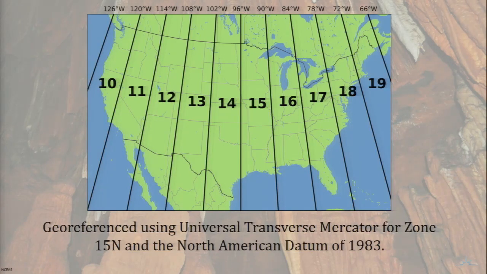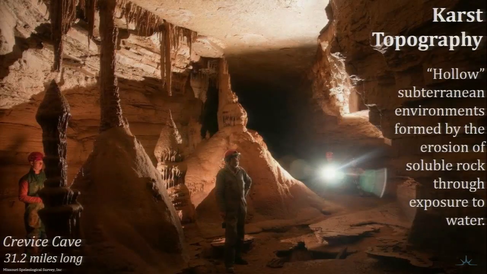For my project, I used the Universal Transverse Mercator for Zone 15 North, because that is where the state of Missouri is located in, as well as Perry County. Perry County also does not have an intersect. It's all located within that one area. I also use NAD 83 for the data.